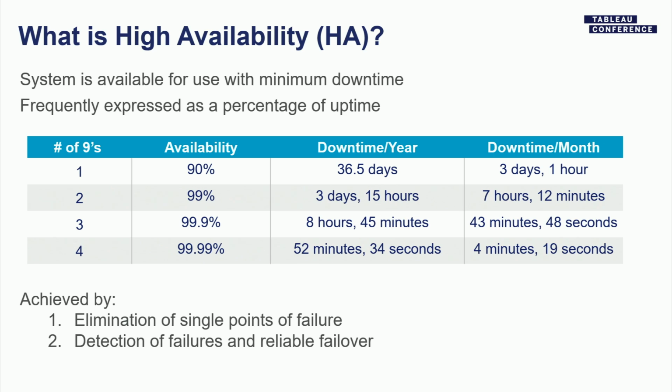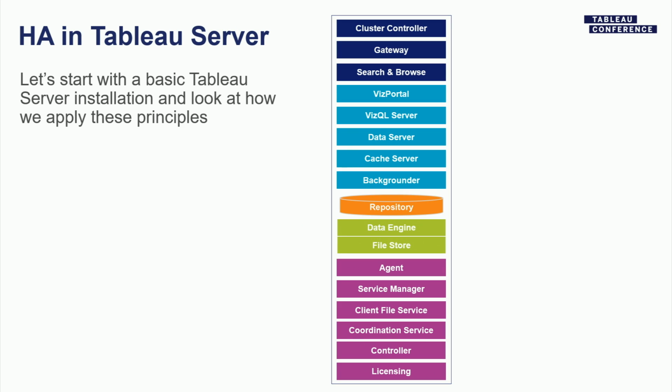The second strategy that we use within Tableau Server, so when you can't avoid having a single point of failure, is being able to reliably detect when there's a failure in the system and then fail over to an alternate or backup system. All right, so now that we have a good understanding of what high availability is, let's take a look at what that means for Tableau Server.